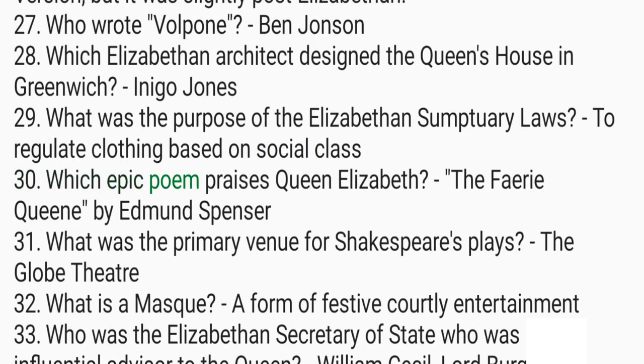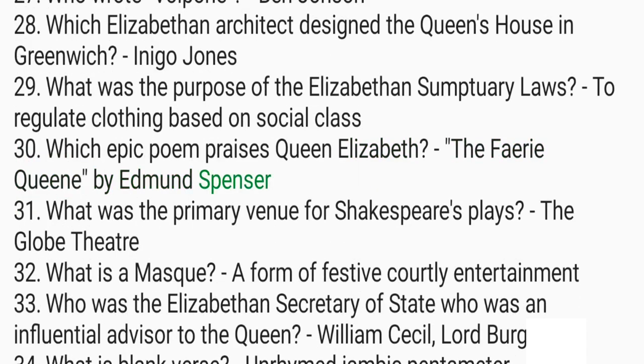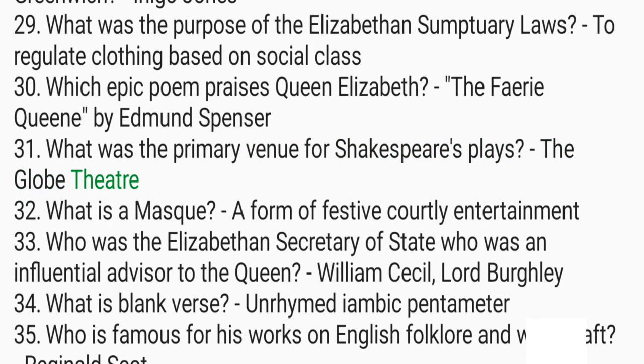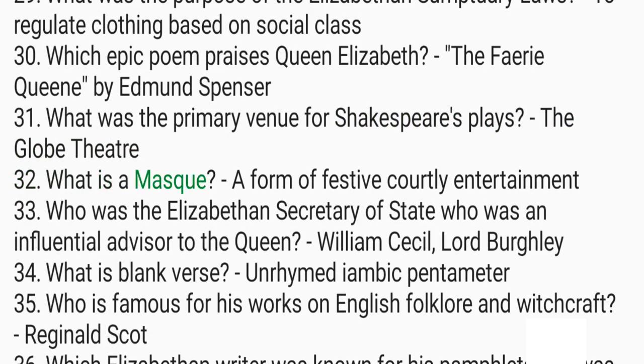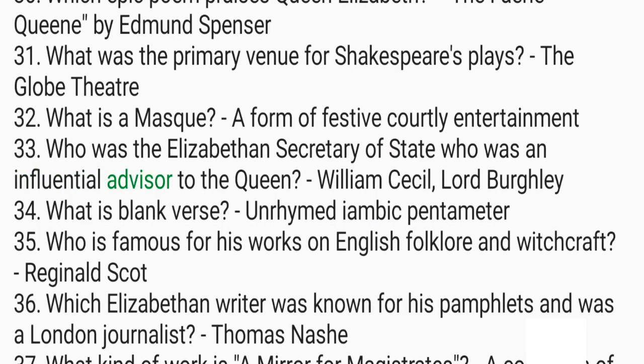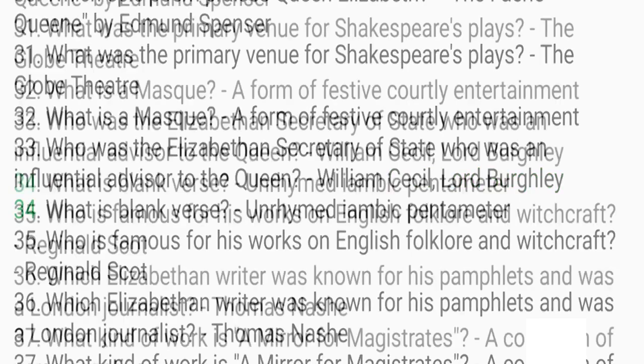30. Which epic poem praises Queen Elizabeth? The Fairy Queen, by Edmund Spenser. 31. What was the primary venue for Shakespeare's plays? The Globe Theatre. 32. What is a masque? A form of festive courtly entertainment. 33. Who was the Elizabethan Secretary of State who was an influential advisor to the Queen? William Cecil, Lord Burghley.